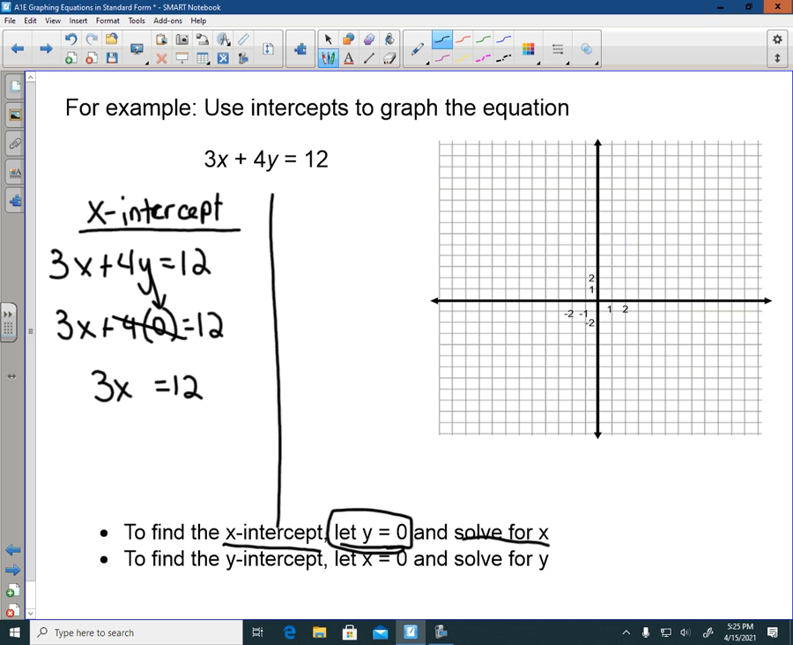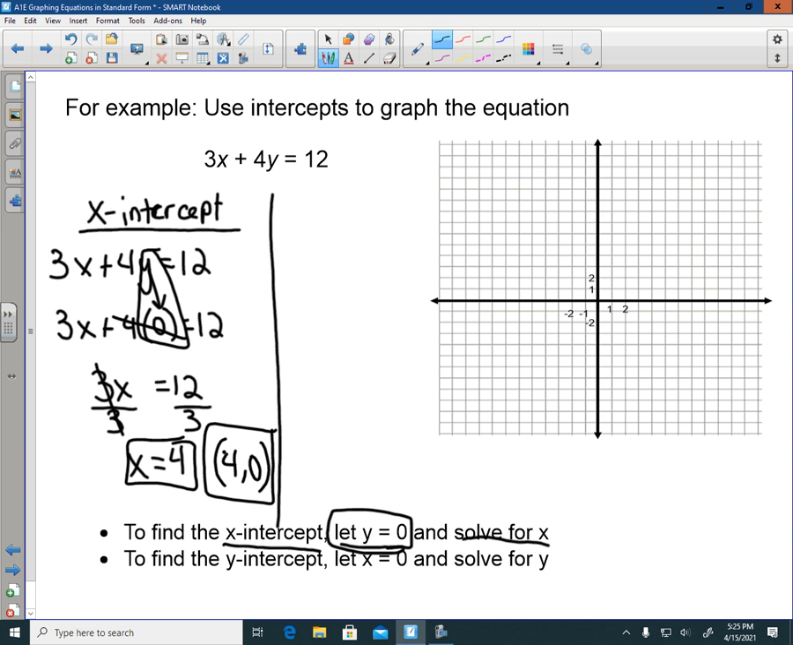And then the last thing to do is to solve for x, and so we're going to divide both sides by 3 to create this cancellation, and x equals 12 divided by 3, or 4. So what we know is that when y is 0, x is 4. So we have the point (4, 0). That is our x-intercept. 1, 2, 3, 4, 0, right there. Let's do this for the next one.